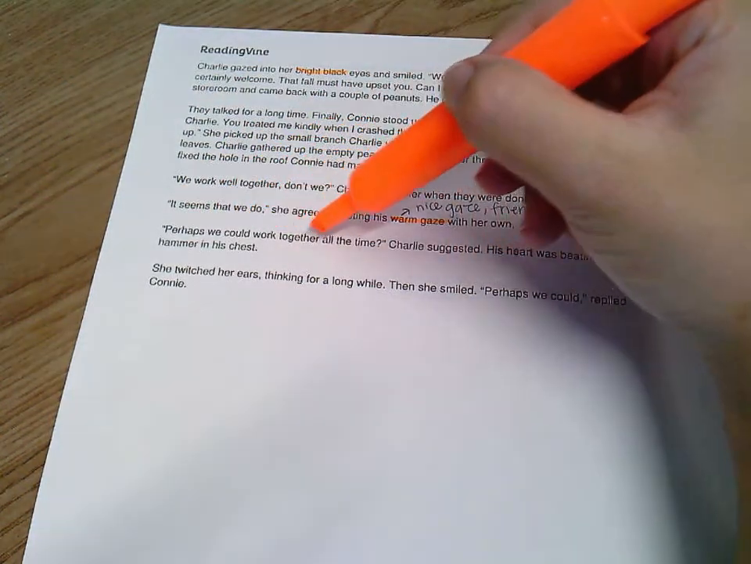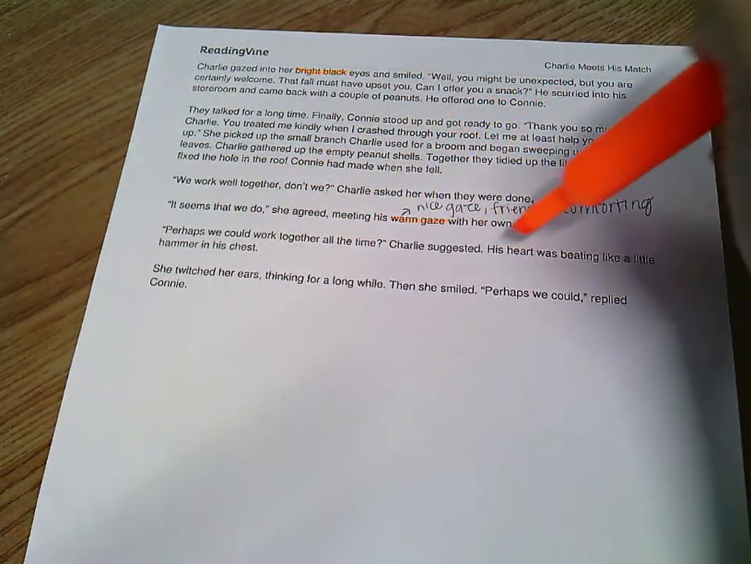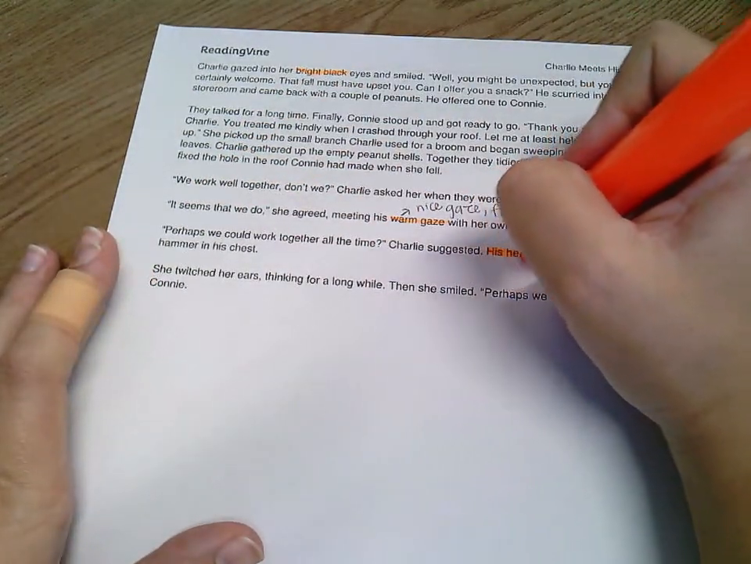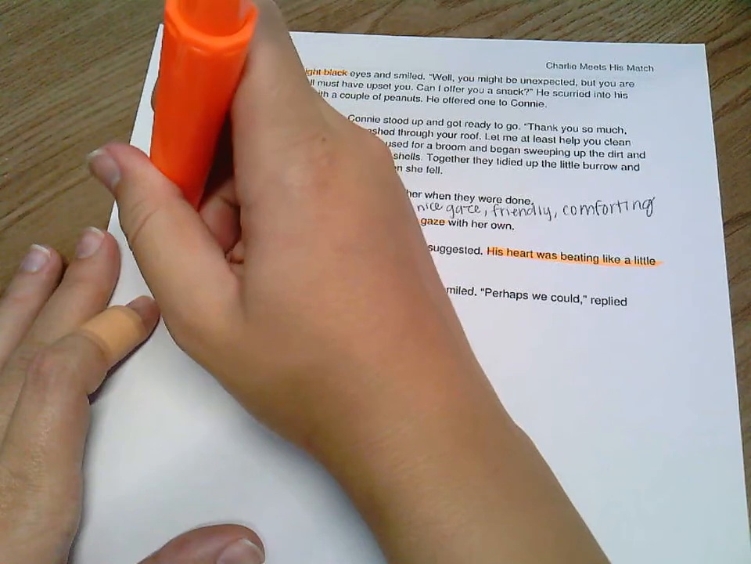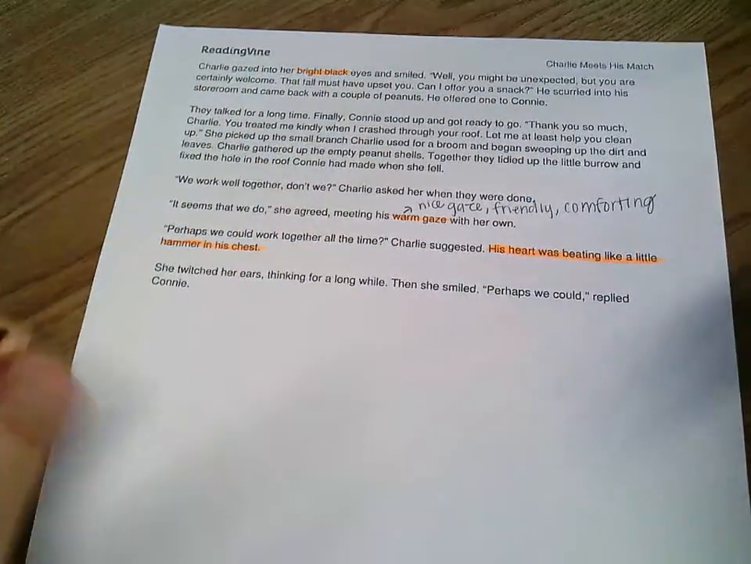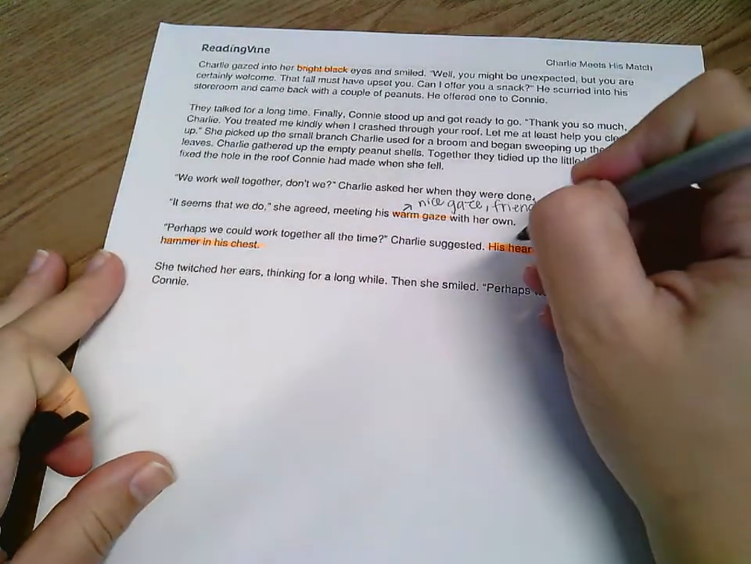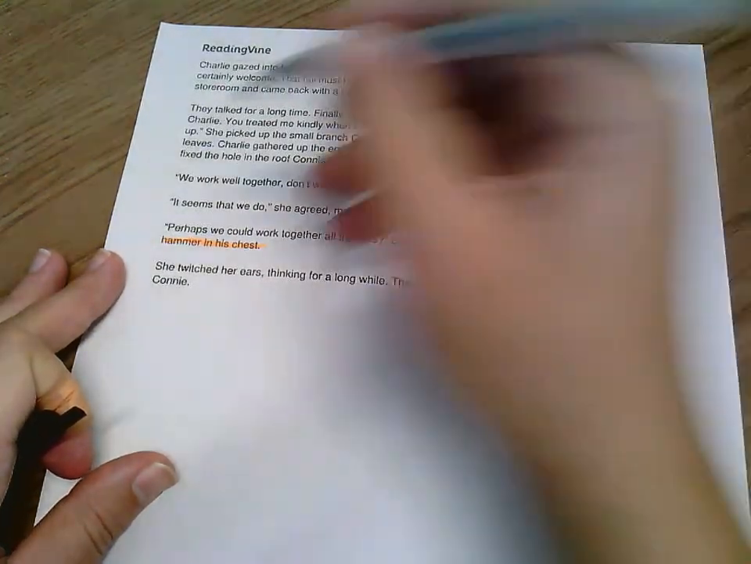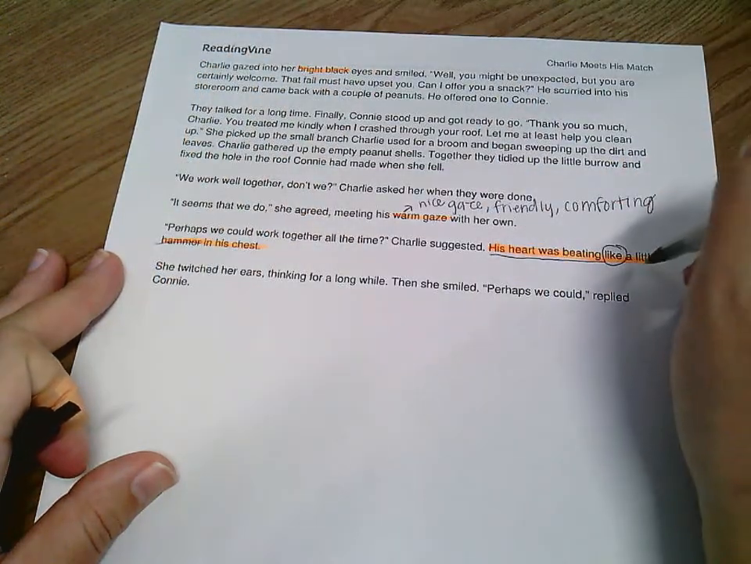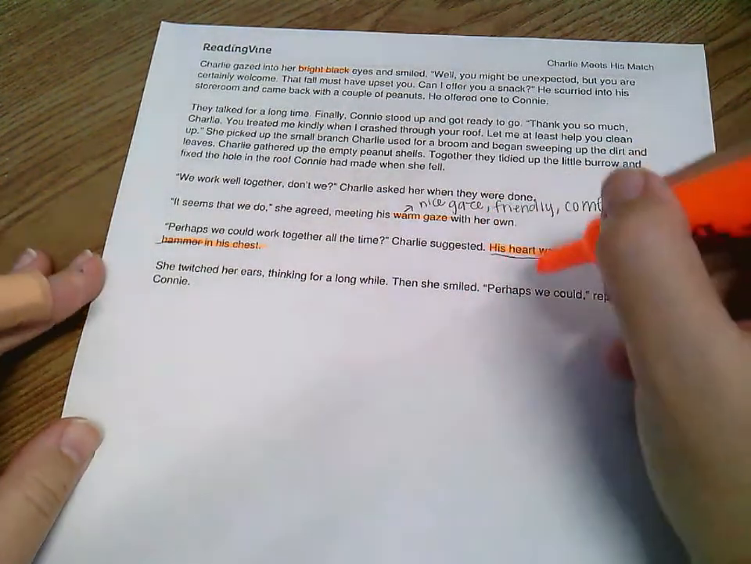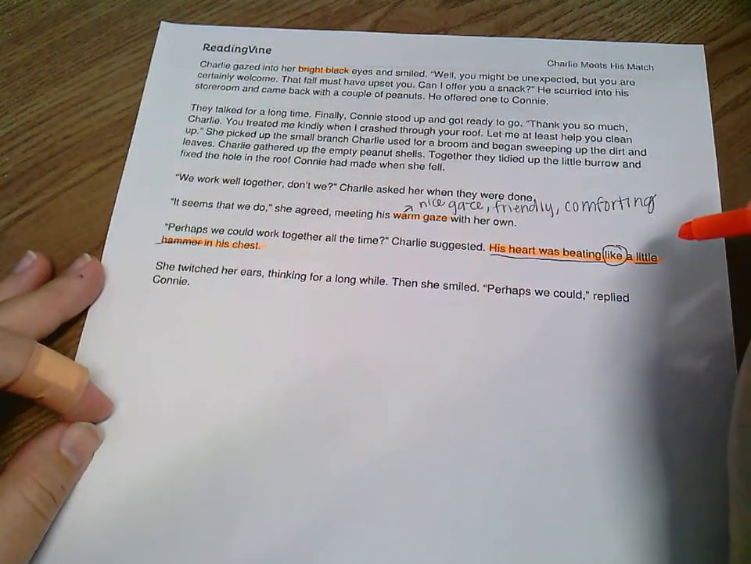"Perhaps we could work together all the time," Charlie suggested. His heart was beating like a hammer in his chest. There's another simile. So his heart was beating like a little hammer in his chest. So it's talking about how his heart was beating like a hammer. Oops, I crossed it out a little bit. She twitched her ears, thinking for a long while. Then she smiled. "Perhaps we could," replied Connie.